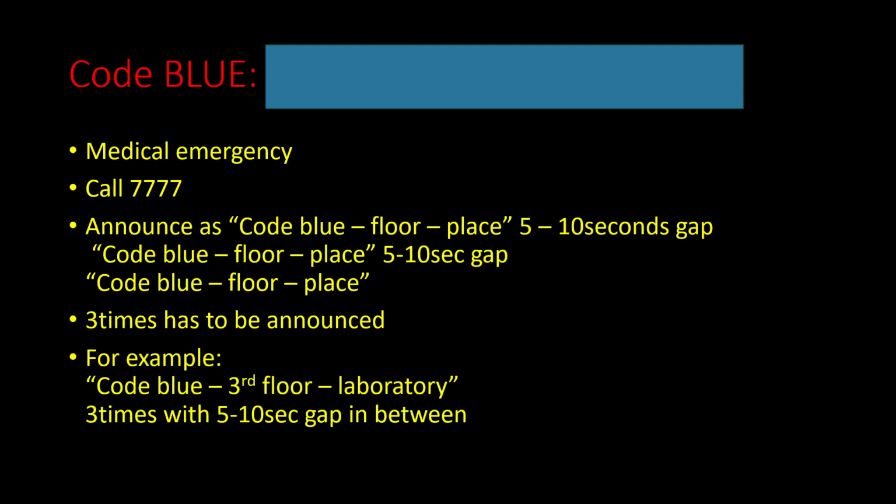So how to announce the code blue? First and foremost, you have to say it is code blue. You have to say which floor and which place. You have to do this 3 times. For example, code blue, the floor, the place, and then you wait 5-6 seconds and repeat. If it happens in our lab, you announce: code blue, 3rd floor, laboratory. Code blue, 3rd floor, laboratory.